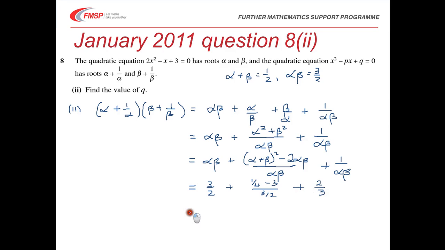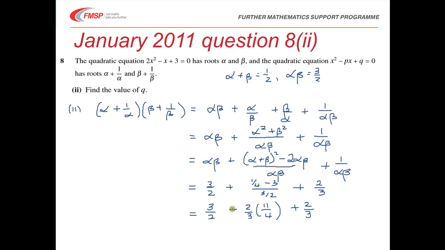So at this stage, great care with our fractions. We have a 3 over 2, and this one now will have a quarter minus 3, which is minus 12 quarters, so that's minus 11 quarters. But we're dividing it by 3 over 2, which is the same as multiplying it by 2/3, and I've put the minus sign here. And then we've still got our 2/3.